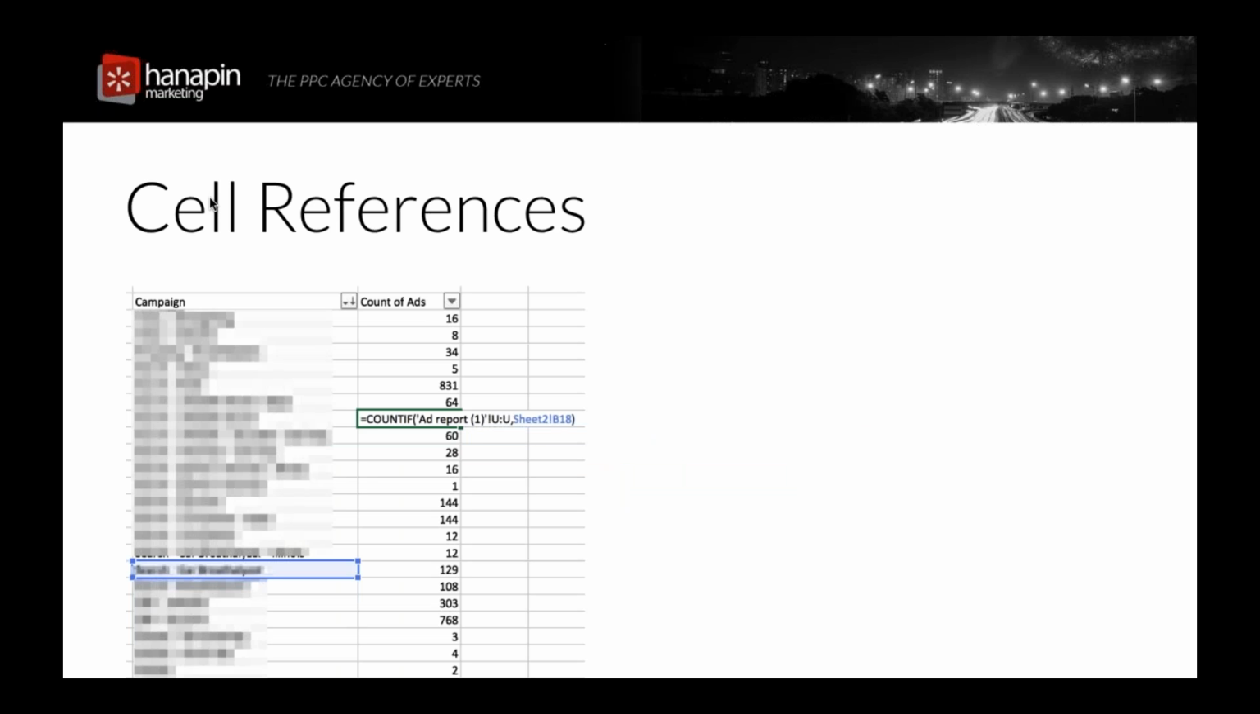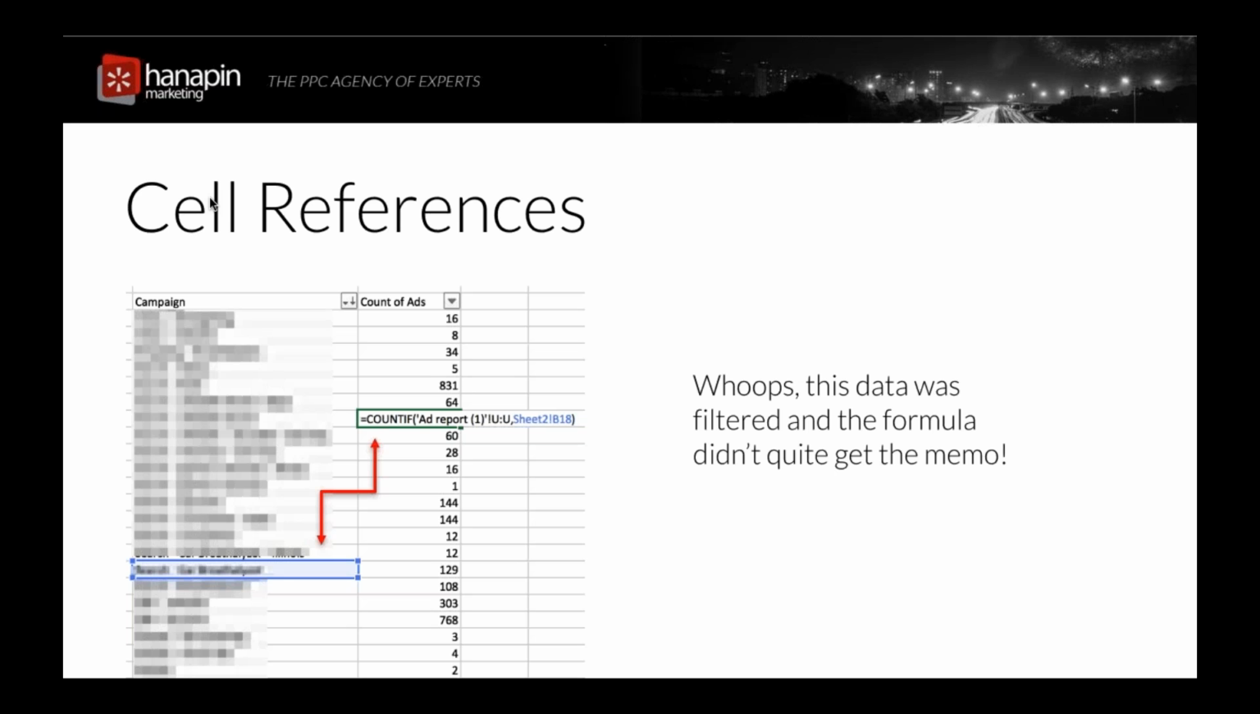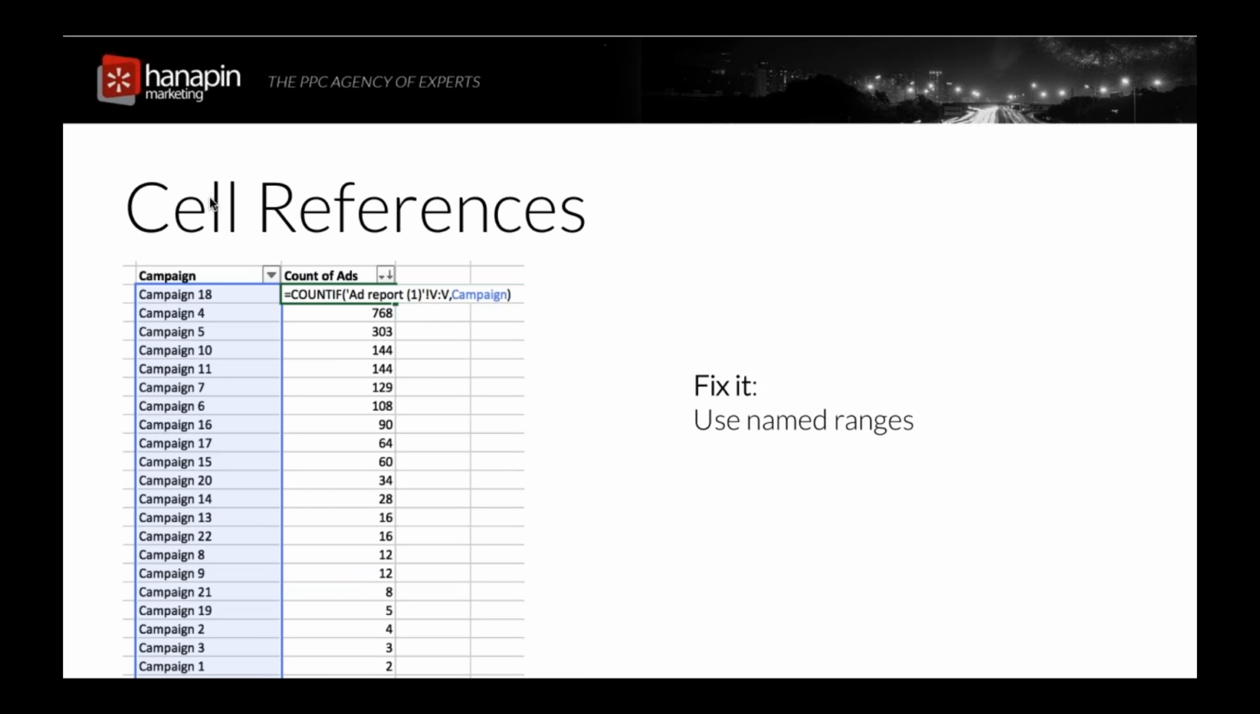Cell references. This one is a bit more uncommon, but it still sometimes happens, and when it does, it can be very frustrating trying to figure out why your numbers don't add up or why they're not accurate. Here we see that this COUNTIF function is referencing a cell that is way below it. Why is that happening? It should reference the one directly to the left. Whoops, the data was filtered. You'll notice we have the filters in the column headers, but the formula didn't quite get the memo, unfortunately. So the fix here is just to use named ranges.